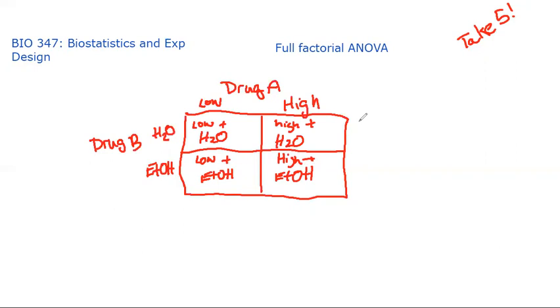Let's just add some details. Let's say our replicates is equal to 10. What that means is within each combination we have 10: 1, 2, 3, 4, 5, 6, 7, 8, 9, 10. So these are independent from these other combinations.